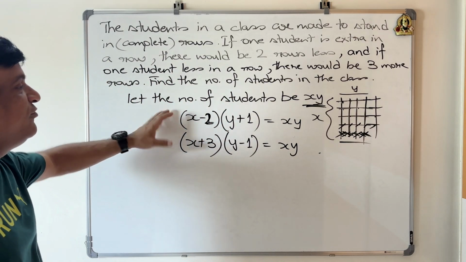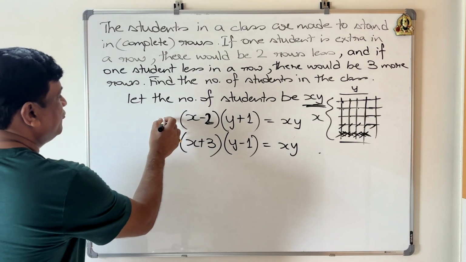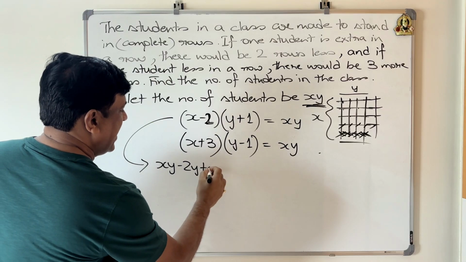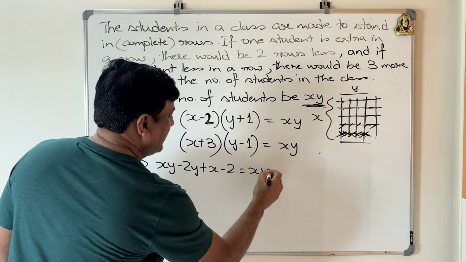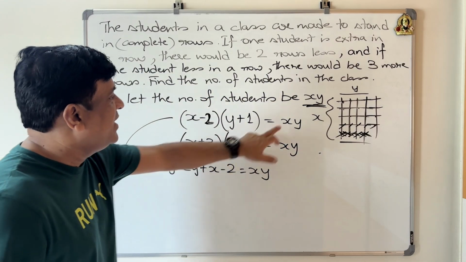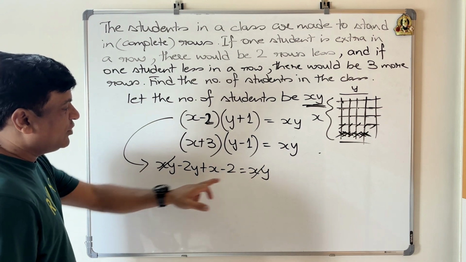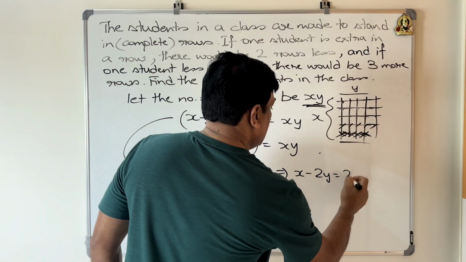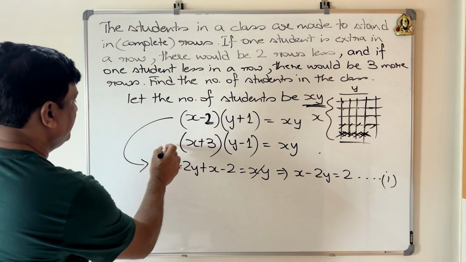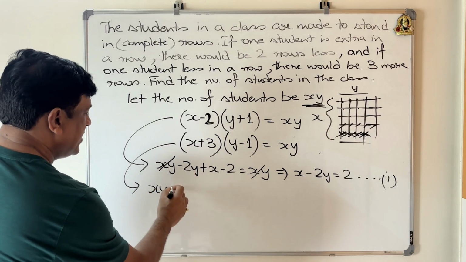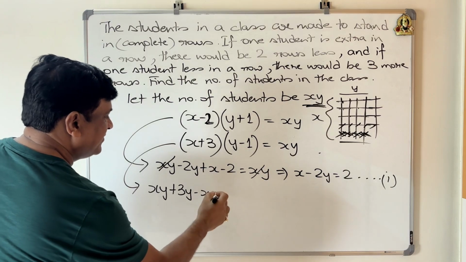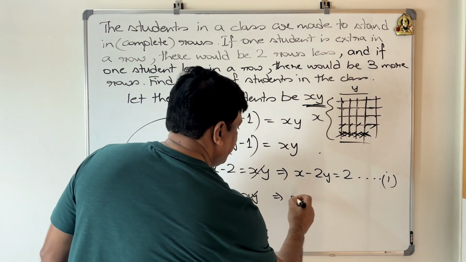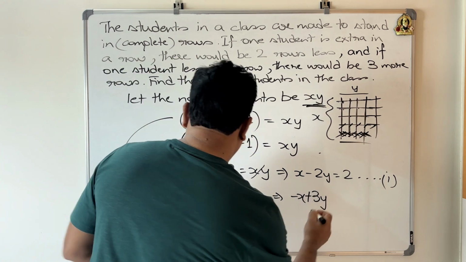Now you have to solve these equations to find the values of x and y. Let's go ahead and do it. When you expand this, you get xy minus 2y plus x minus 2 is equal to xy. xy gets cancelled. What are you left with? x minus 2y is equal to 2. That is your equation number 1. Now solve the second equation. You get xy plus 3y minus x minus 3 is equal to xy. xy again gets cancelled, and you are left with minus x plus 3y is equal to 3.